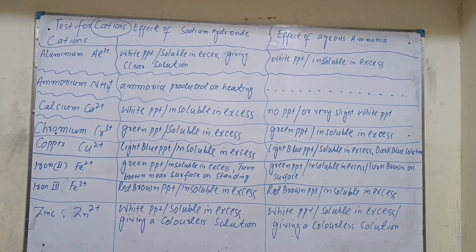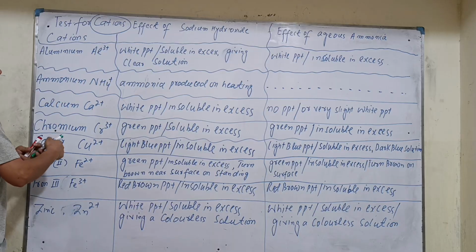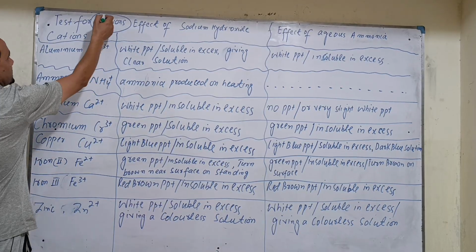Now in this video we are going to discuss tests for cations. So what are cations? These are positively charged ions.